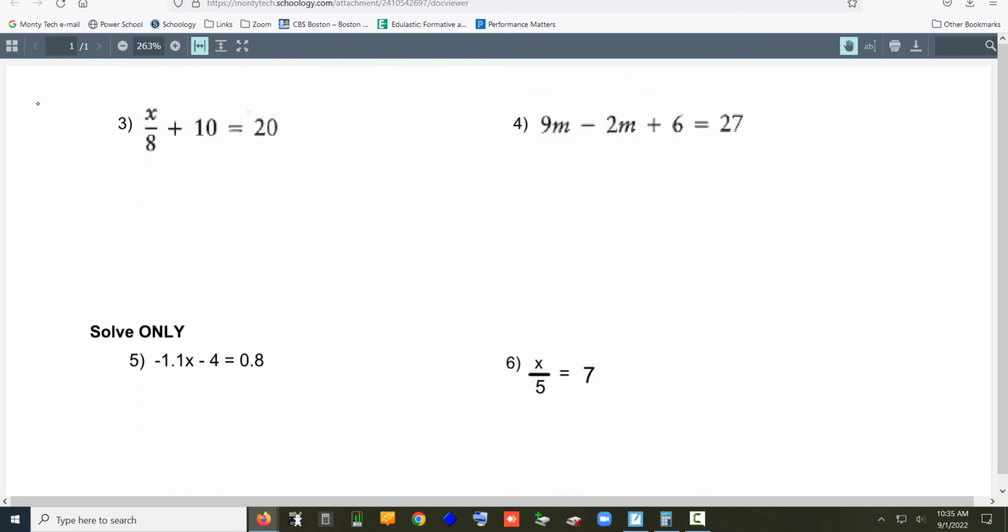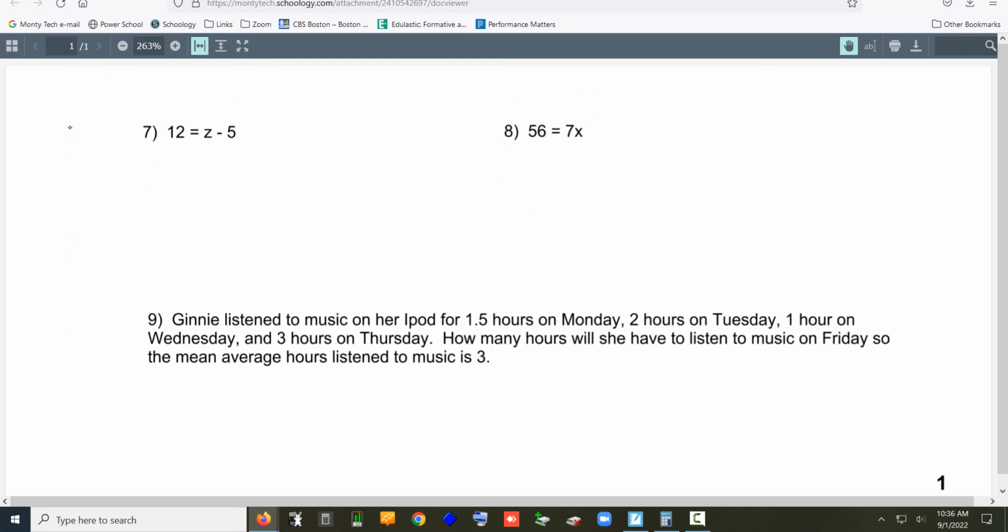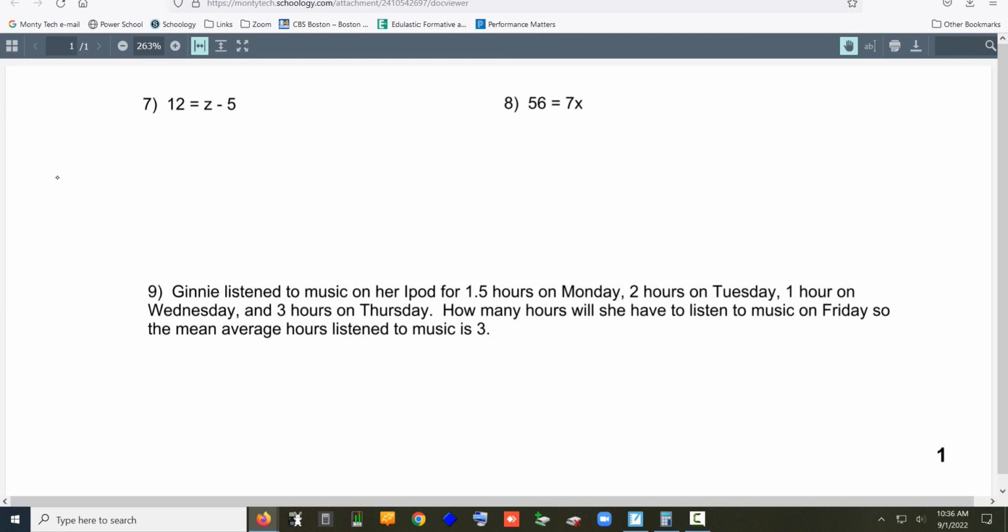They're all problems like what we did today, except the bottom is a review of stuff we did earlier in the week to get you ready for the test. Numbers 6, 7, and 8 are review. Number 9 is a problem just like we did with the biking. It's an average problem, so you can do it pretty much the same way, except the numbers are 1.5, 2, 1, and 3. They're just different numbers than the one we did in class.